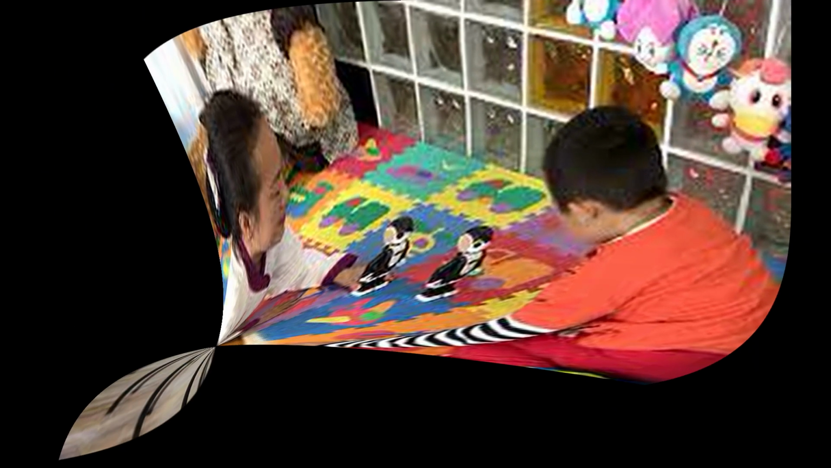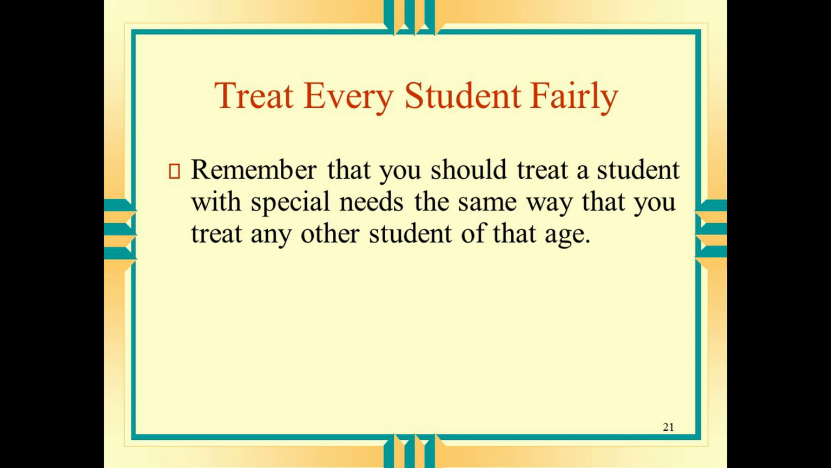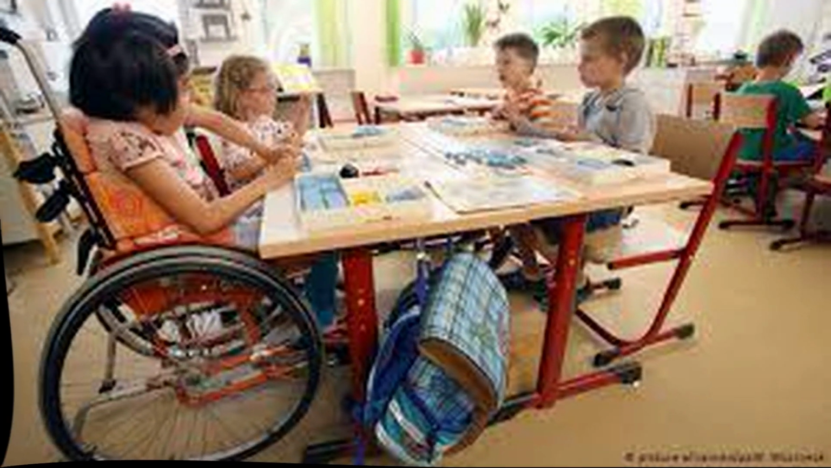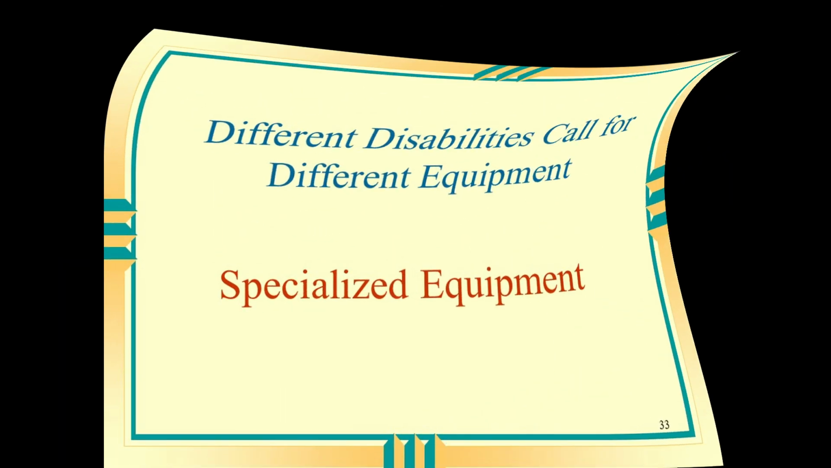Remember that students are people first, and then they are people with disabilities. Treat every student fairly. Always treat your special needs student the same way that you would treat any other student of that age. Be respectful. Don't talk down to the student. Be positive and encouraging. Allow as much independence as you can safely afford. Learn the language of the students on your school bus, both verbal and nonverbal.